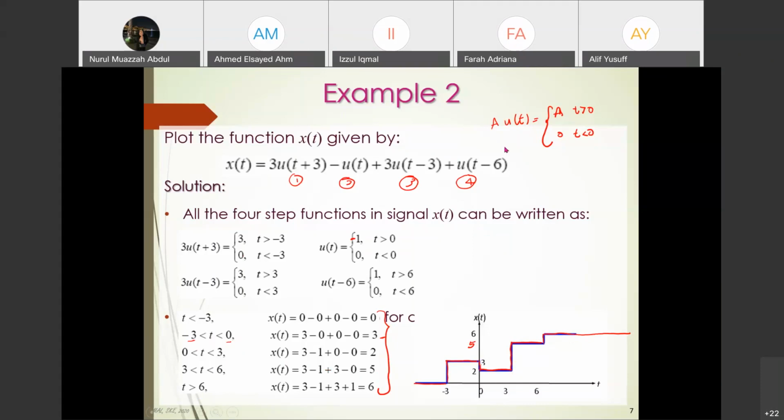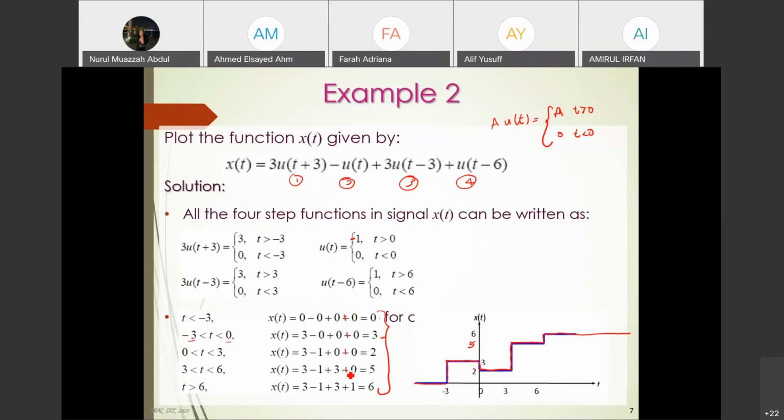Any question? Madam, for the x(t) formula, the one at the bottom, it is minus 0, minus 0, minus 0, but the last is plus 1. At the end of every one there's minus 0, and then the last one is plus 1. Sorry, this one should be plus.